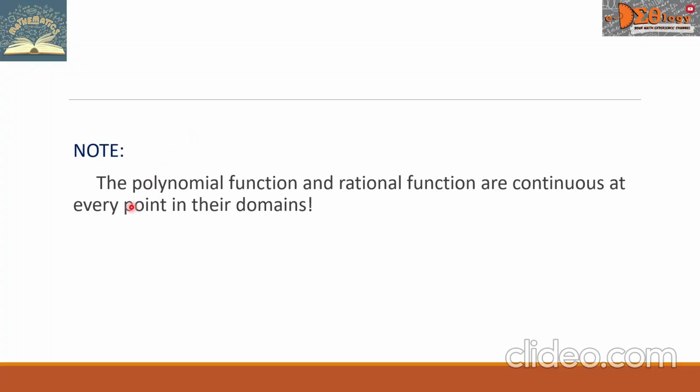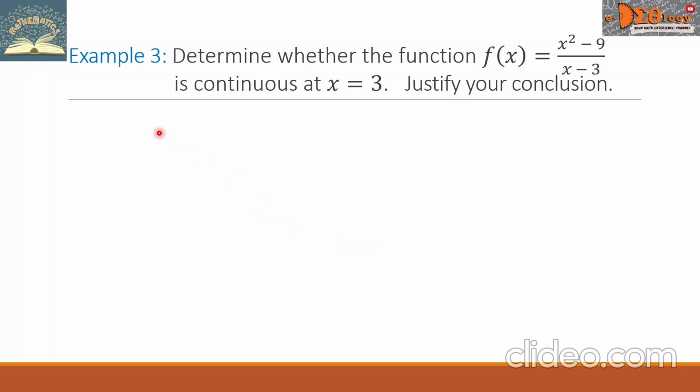There is a note here that says the polynomial function and rational function are continuous at every point in their domains. Example 3. Determine whether the function f of x equals x squared minus 9 all over x minus 3 is continuous at x equals 3. Justify your conclusion.